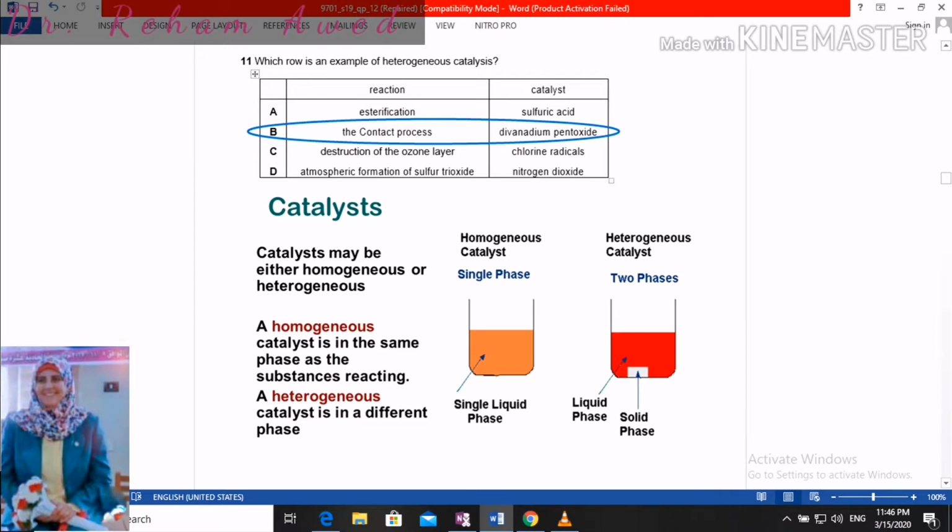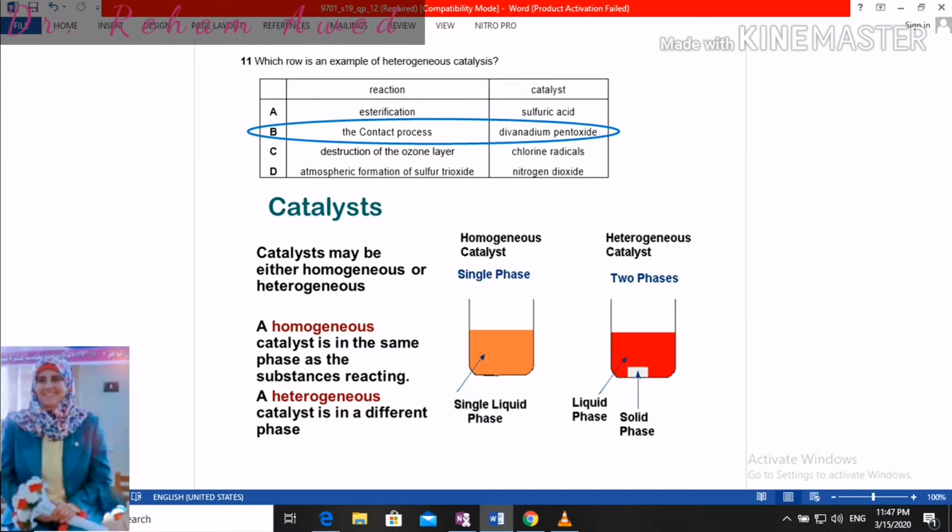The second one, the contact process by using divanadium pentaoxide. Divanadium pentaoxide is one of the transition metal oxides. It is in the solid state. In the contact process, we will react sulfur dioxide plus oxygen to form sulfur trioxide. It is gaseous reactants by using solid catalyst. So it is heterogeneous catalyst.